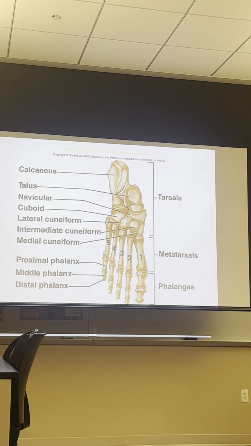All right, so here's the foot. Again, here's that talus joint. Here is your tibia and your fibula, and so your foot can do this. Here is your calcaneus bone. Here on the back, this is called the calcaneal tuberosity.